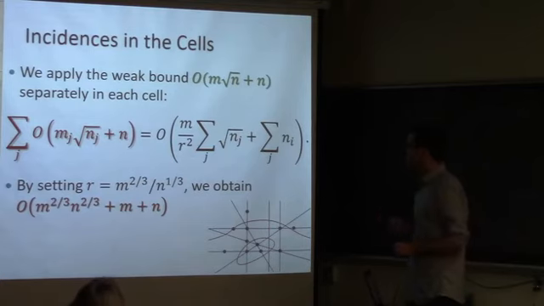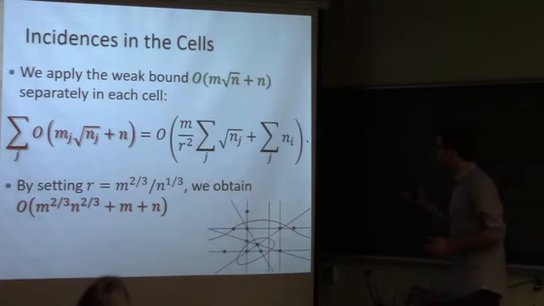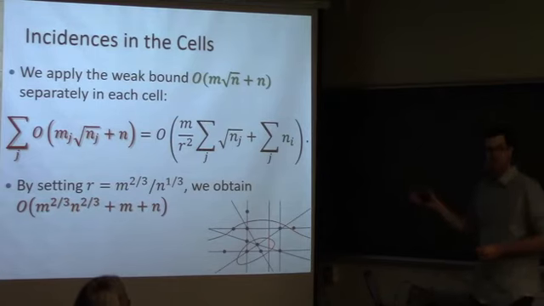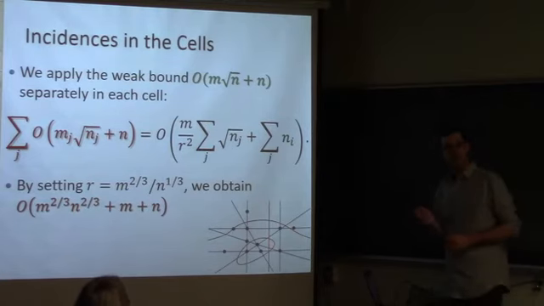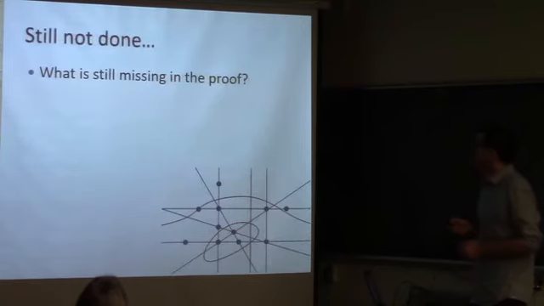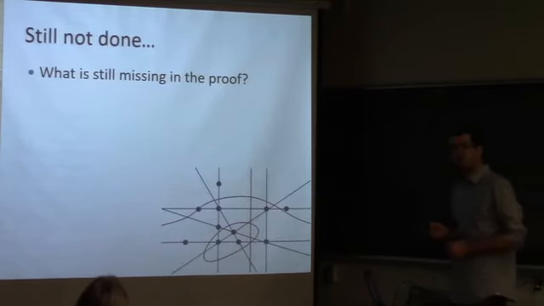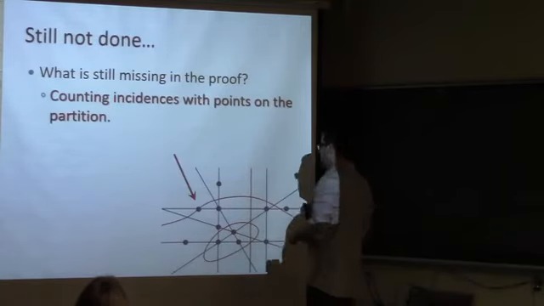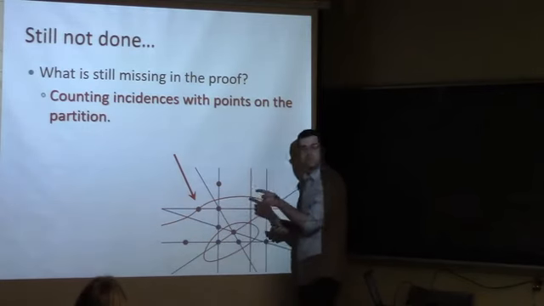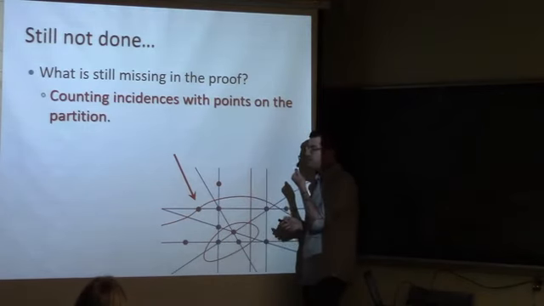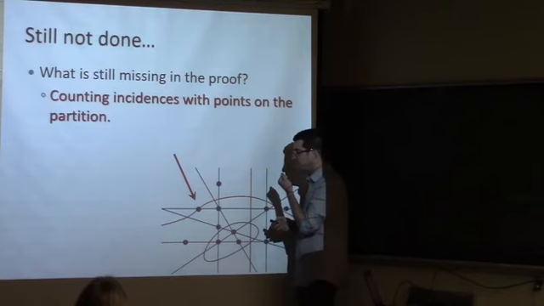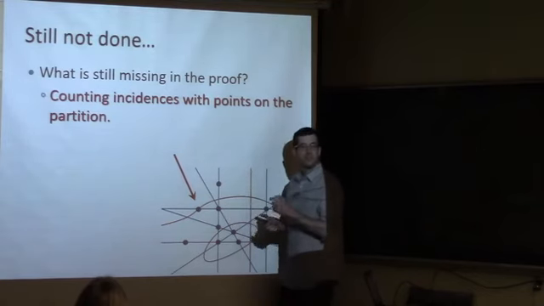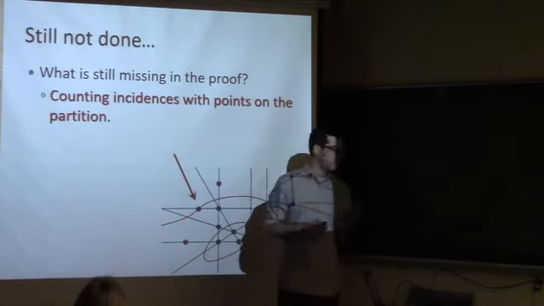This doesn't count the number of incidences. Okay, I went over each cell and asked how many incidences are in each cell, and I summed them up. But there are more incidences. Where are they? There are incidences that are in none of the cells. For example, look at this point. It's on the partition. So when I'm throwing away the zero set of the polynomial, it goes away, and I miss this incidence. So there are incidences on the partition, and we need to handle this.